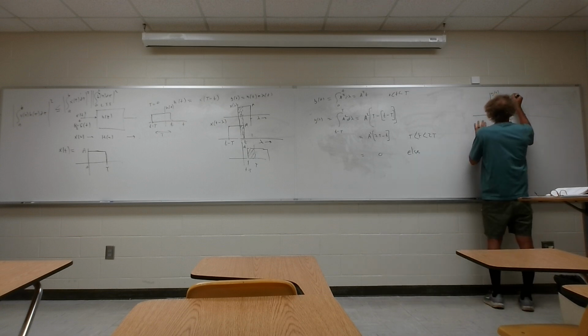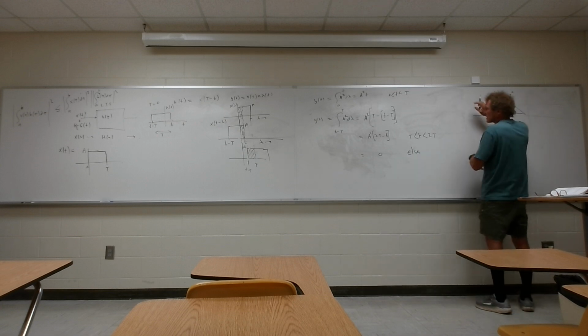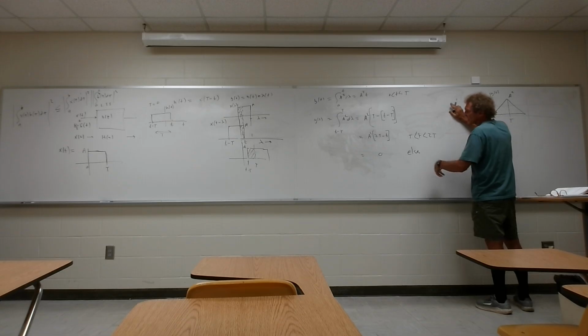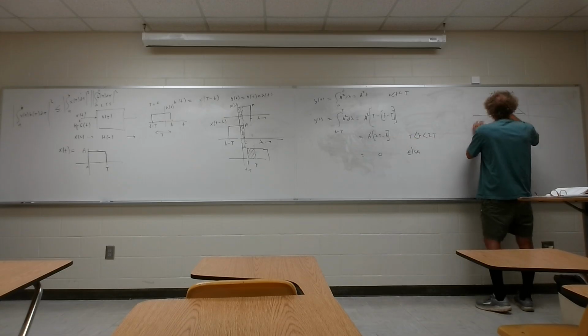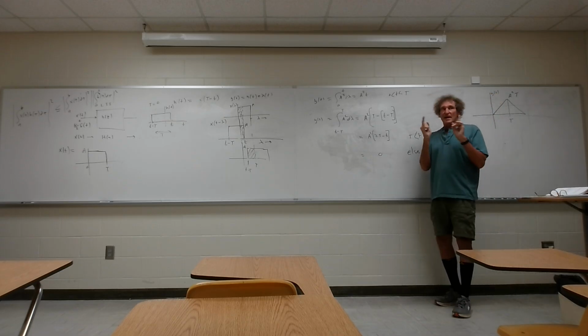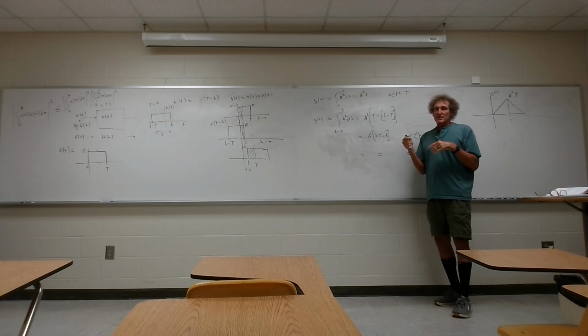And this would be A squared. At capital T, you're going to get A squared times T, and that's really the height squared times the width of the pulse. Y'all follow me in this class? Now that's the idea of a matched filter.